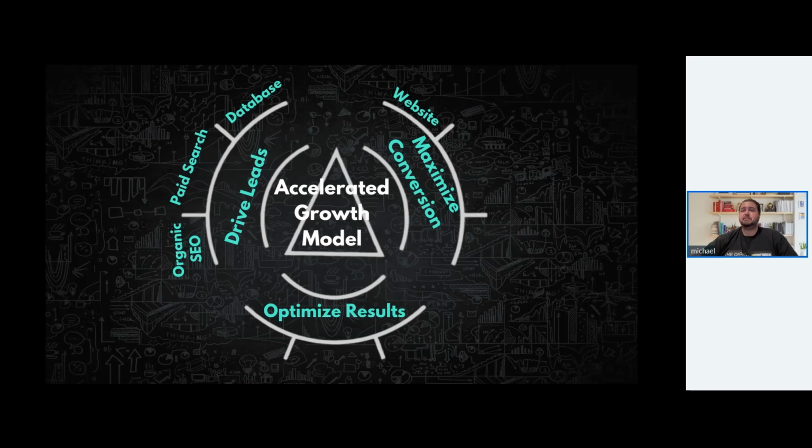Now, when we look at maximizing conversions, there are three main components that matter. The first would be your website, making sure your website is built to convert, has the right conversion elements in place, having online booking, chat, and making sure the website is converting at least 25 to 30% from visitor to lead.